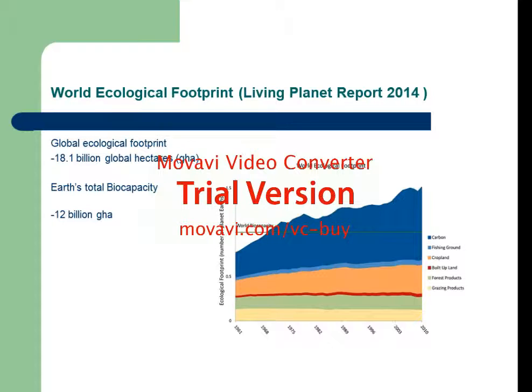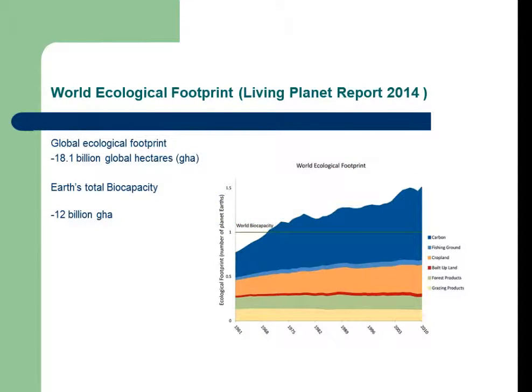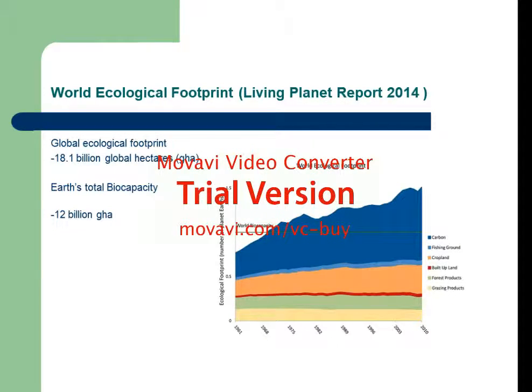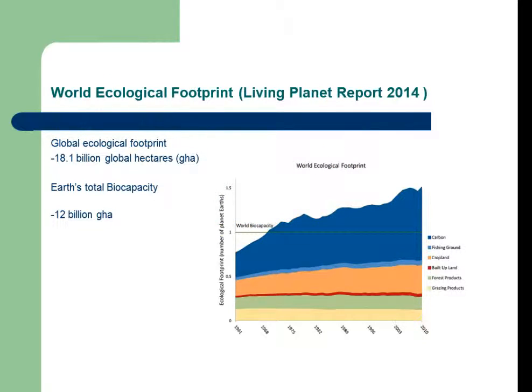WWF's Living Planet Report 2014 found in 2010 the global ecological footprint was 18.1 billion global hectare or 2.6 global hectare per capita. Earth total biocapacity was 12 billion GHA or 1.7 GHA per capita. This means that Earth population needed 18 billion hectare of productive land in order to provide each and every person with the resources they require to support their lifestyle and to absorb the waste they produce.